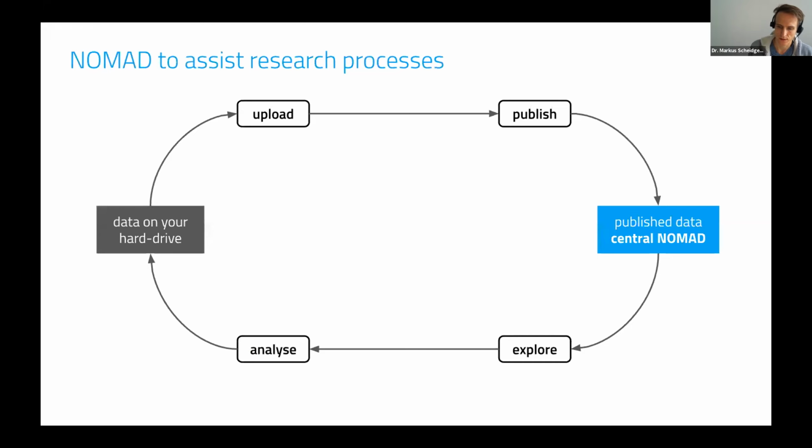So the general idea of Nomad is really to assist the research process by allowing people to share their data and to publish their data. Typically, research scientists have some data on their hard drive when they do simulations or experiments. They produce data, and we basically want to offer them the possibility to upload and then publish their data so that others can explore it. That's another part of our functionality. We want to allow people to look at the data, explore the data space, and analyze the data. And then the cycle closes, and your analysis and exploration on Nomad gives you ideas for future research, and then you start the cycle again.